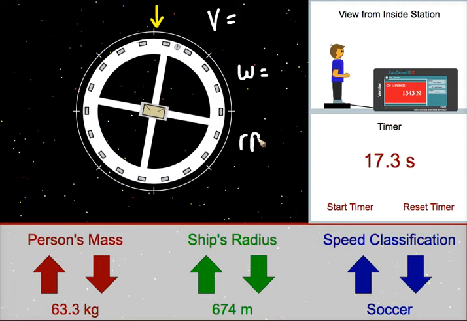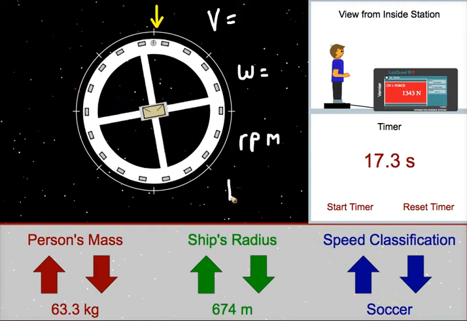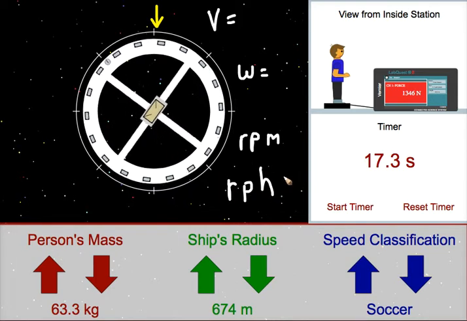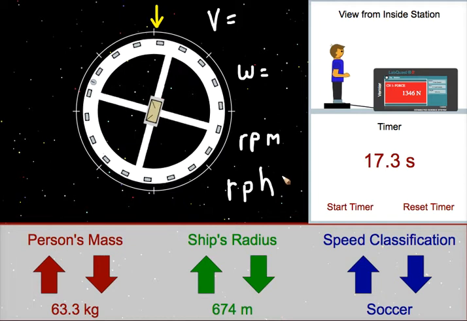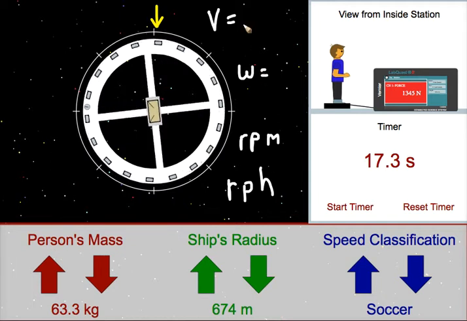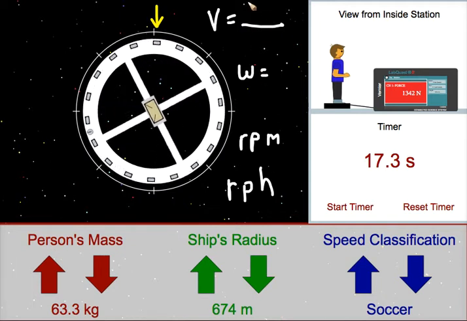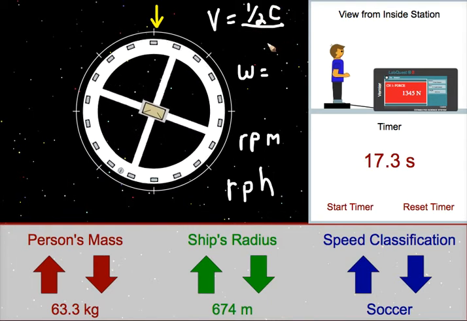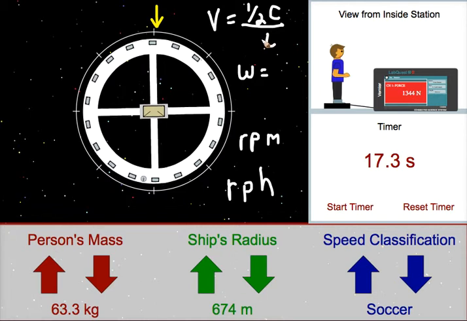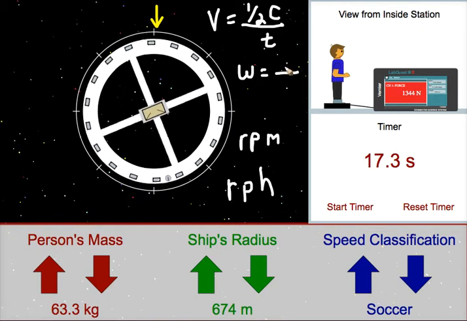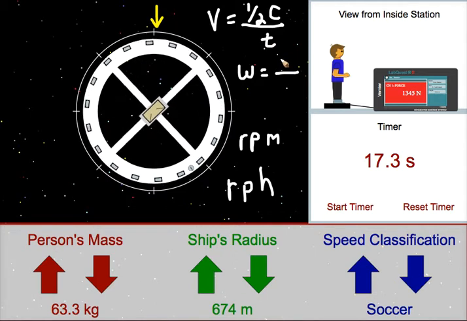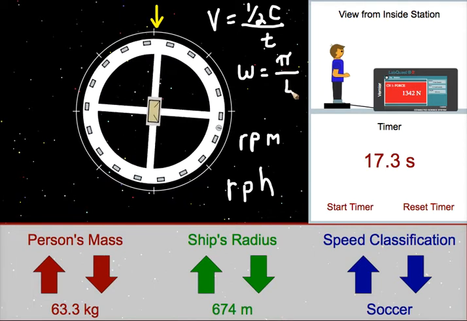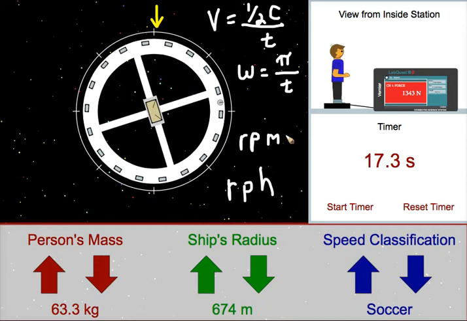per minute, or the revolutions per hour, depending on how I would like to have the students measure and calculate the speed. If I'm doing the linear speed, since I allowed it to go through half a cycle, they should use the distance as half the circumference divided by the time. If we were using the angular speed, they would have gone through pi radians in 17.3 seconds.